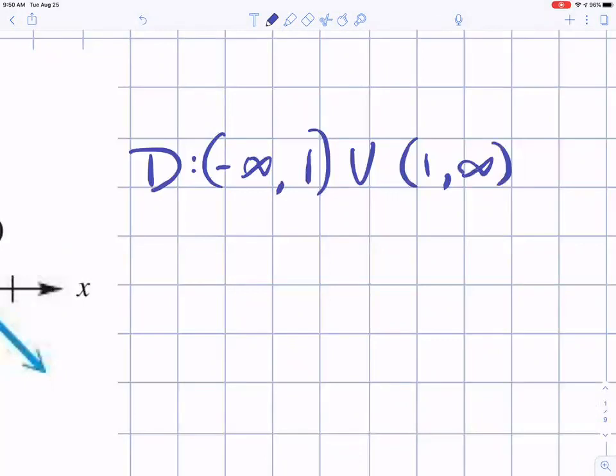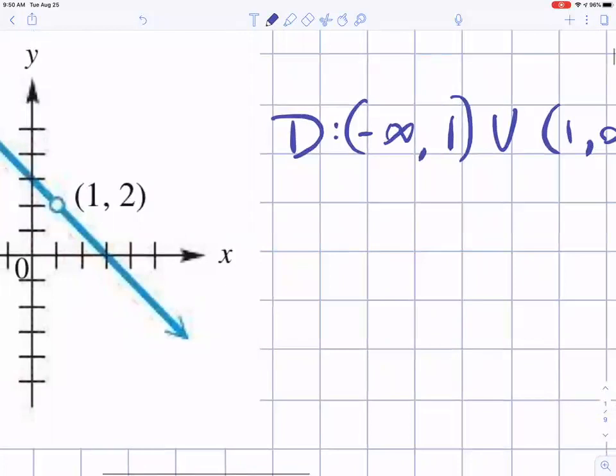Say that again? You never draw that symbol. The infinity symbol? Turn your paper sideways and draw an 8. All right, let's go to range.